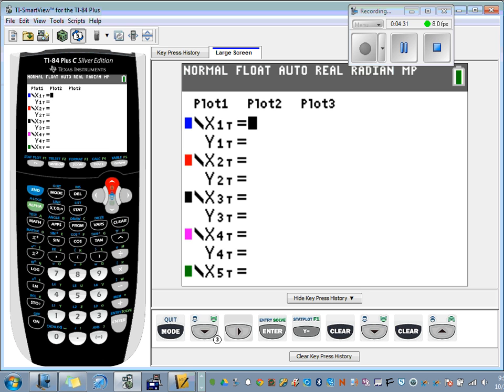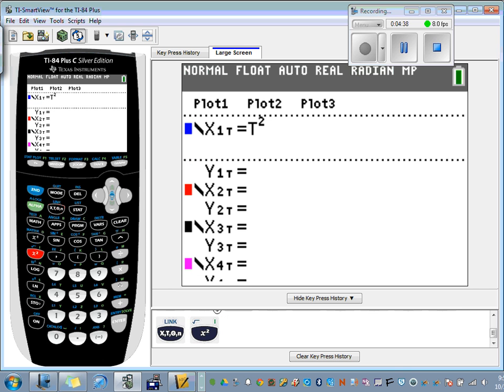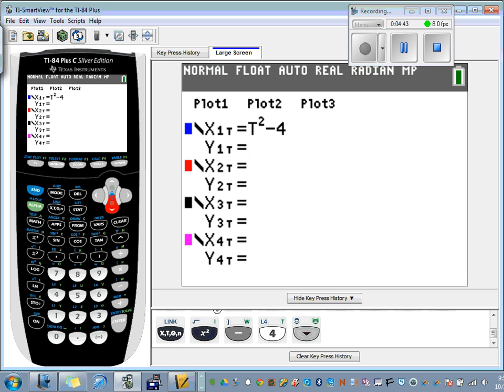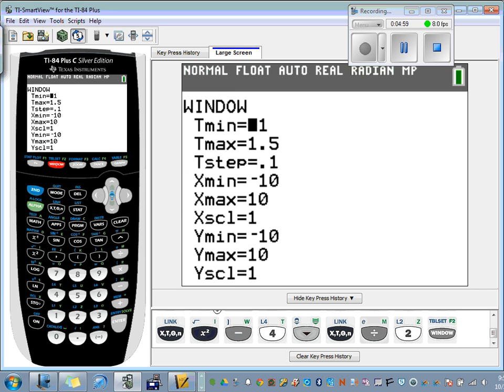So for x1, it was t squared minus 4. If you hit that x button, now it's going to show up as a t. So we have t squared minus 4. And for y1, we have t divided by 2. But before we graph this, we have to set up that parameter. We were going from negative 2 to positive 3 for t. So to change that, we have to go to the window. And now you have a T-min, T-max, and T-step.